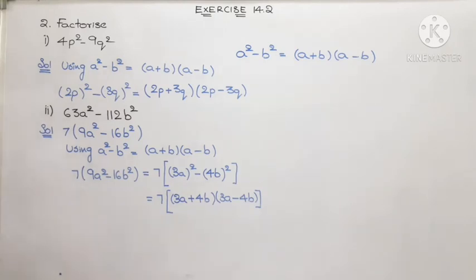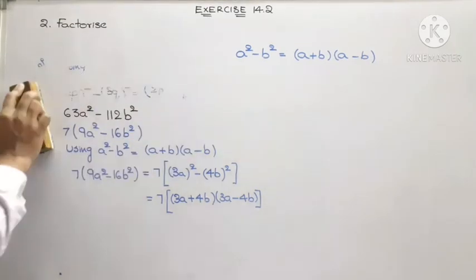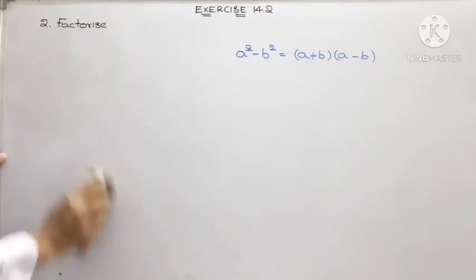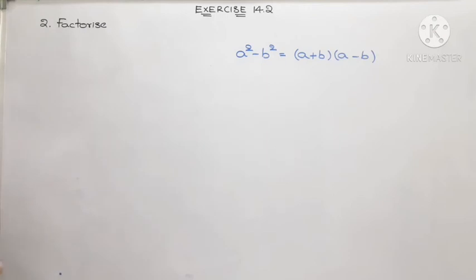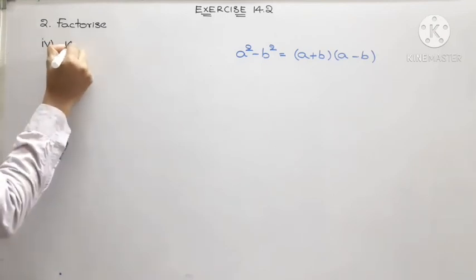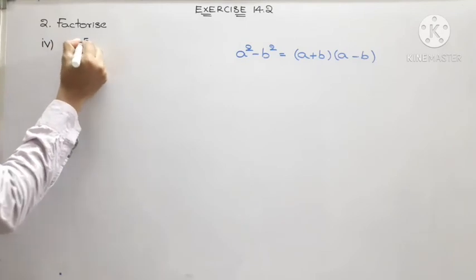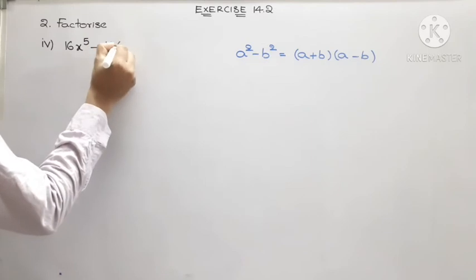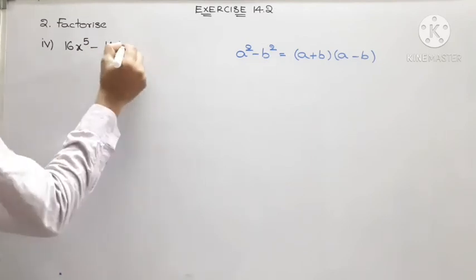Now let us move to which one? Fourth question. Let us move to the fourth question, children. So the fourth question is 16x power 5 minus 144x cube.